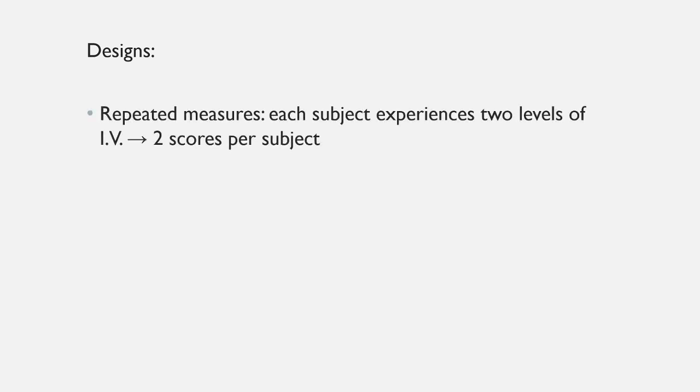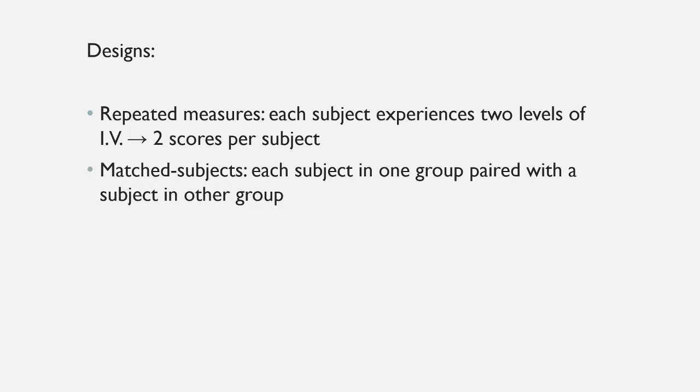Okay, so again, a repeated measures design is going to be one in which each individual participant experiences both levels of your independent variable. Again, if we're dealing with a t-test, this can only be two treatment conditions because the t-test at its core is still about comparing two different groups.